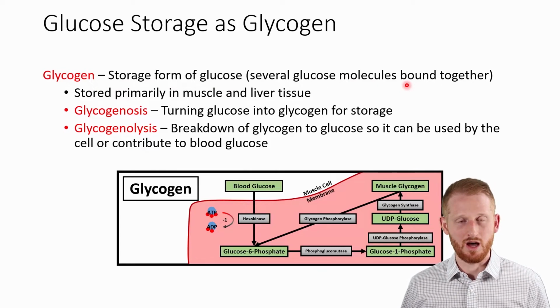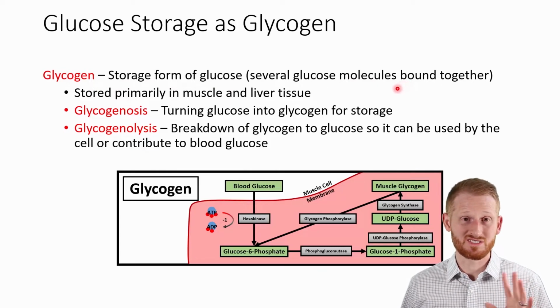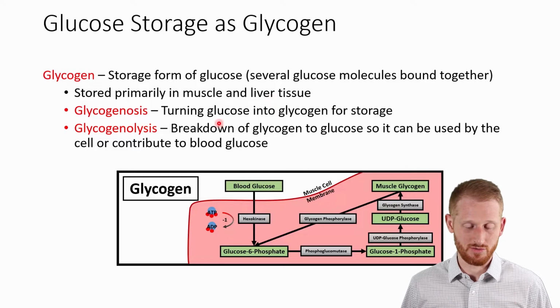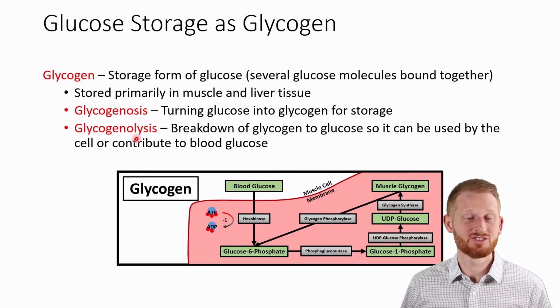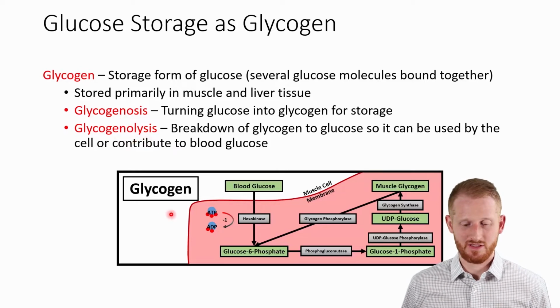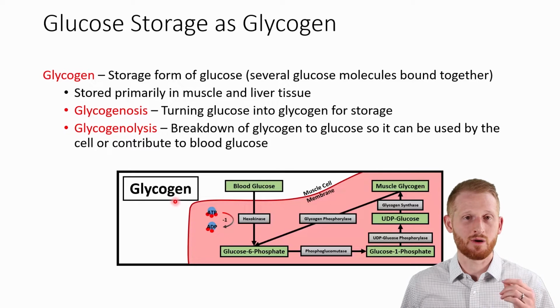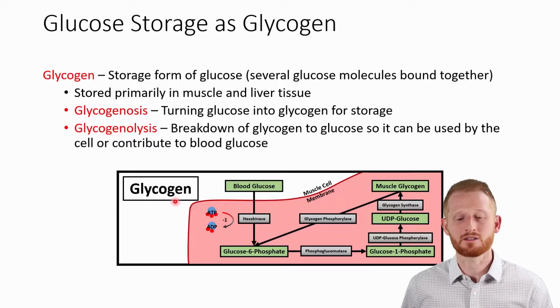And so our primary places where we store glycogen are going to be muscle, especially skeletal muscle, and liver, within the liver's tissue. The process for creating glycogen is called glycogenesis, and the process for breaking down glycogen is called glycogenolysis. This diagram down here talks about how we can create and then also break down glycogen.